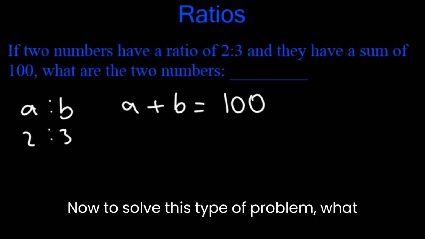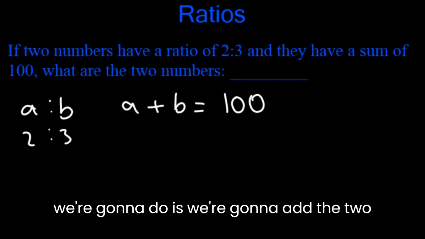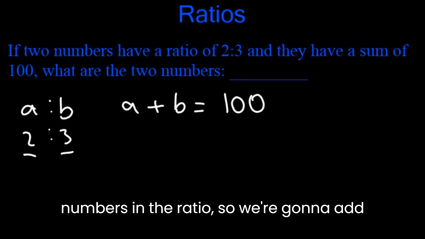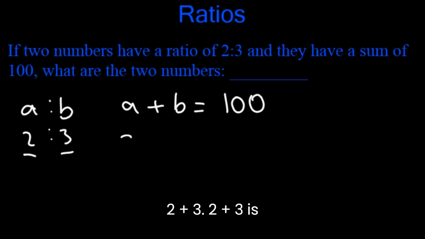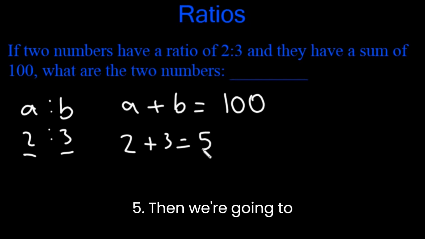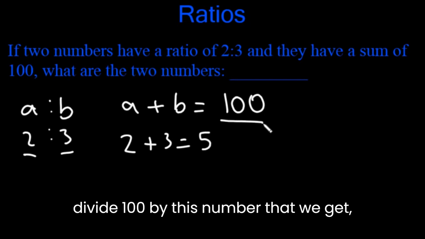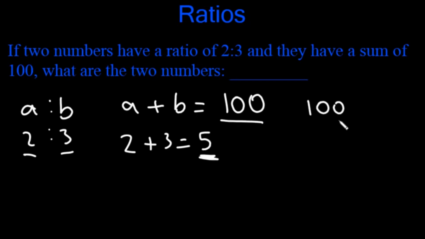Now, to solve this type of problem, what we're going to do is add the two numbers in the ratio. So we're going to add 2 plus 3. 2 plus 3 is 5. Then we're going to divide 100 by this number that we get. So 100 divided by 5. 100 divided by 5 is 20.